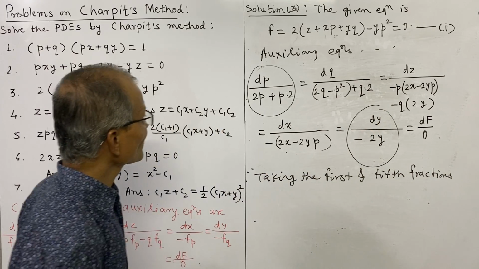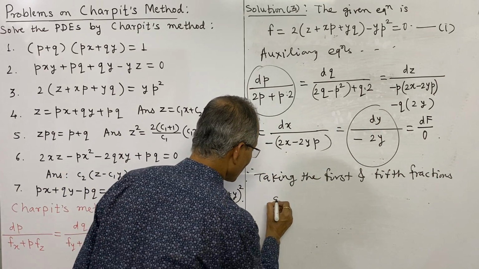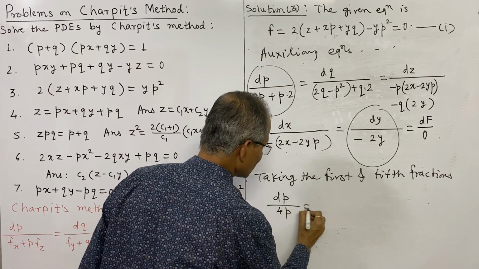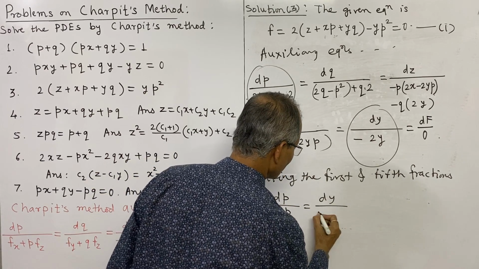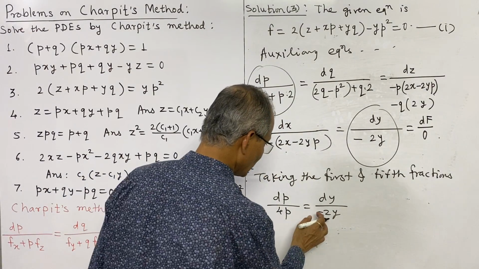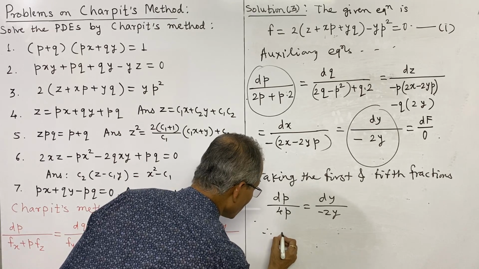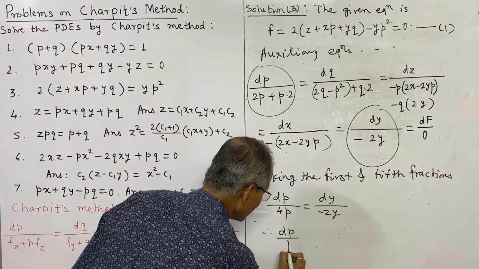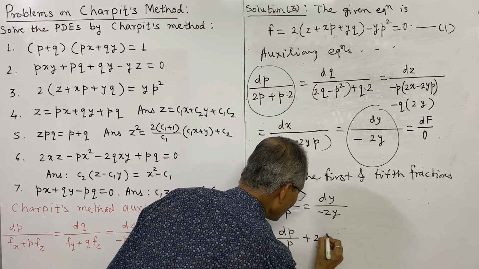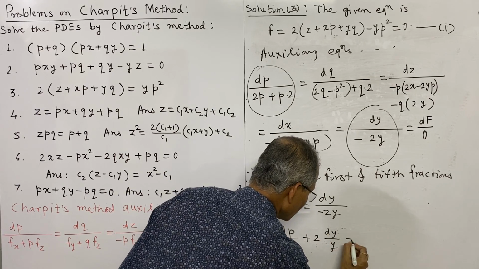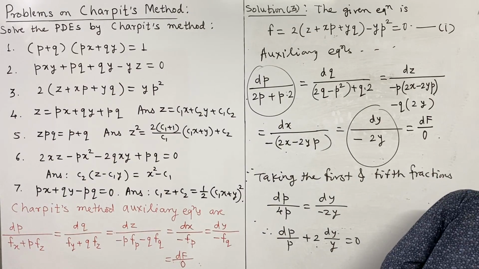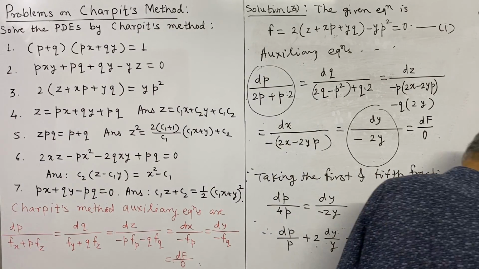So what we shall get is dp divided by this 4p is equal to dy divided by negative 2y, or this 2 can be cancelled, and that is dp divided by p plus, I shift this term on this side, here is 2 dy upon y is equal to 0. Now this can be integrated, and integrating what we shall get, see.